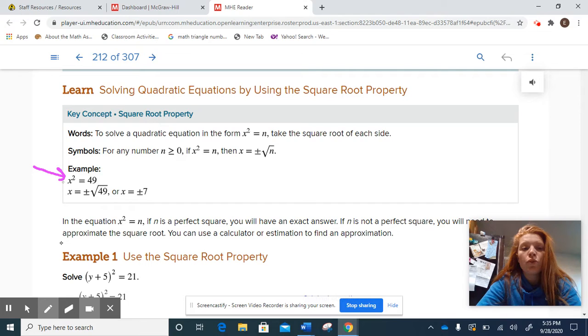So the example that they give here is x squared equals 49. In order to get rid of the squared, the opposite or inverse of it is to square root. And that creates the 7. But because there's two answers, it's also plus or minus 7.